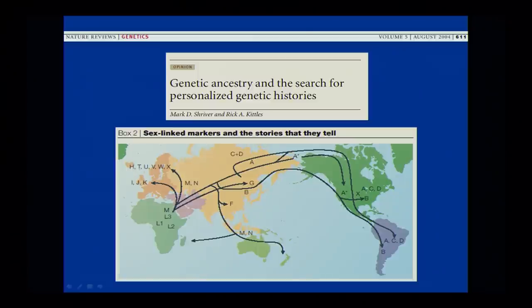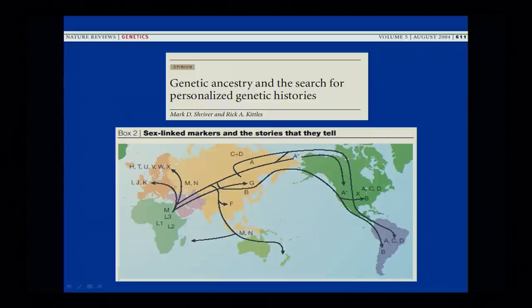And so 10 years ago, when I really started working on this and set up the company African Ancestry, we were using the sex-linked markers. Now they're kind of going out of favor, but they still were quite informative for tracing migration patterns and saying something about ancestry. These sex-linked markers being mitochondrial DNA and the Y chromosome, which are maternally and paternally inherited. This is a paper that I did with Mark Shriver where we showed the different mitochondrial DNA lineages that have emerged as populations moved out of Africa. Very interesting stories they tell, but they only tell one particular story out of many. And I think we really need to understand that.